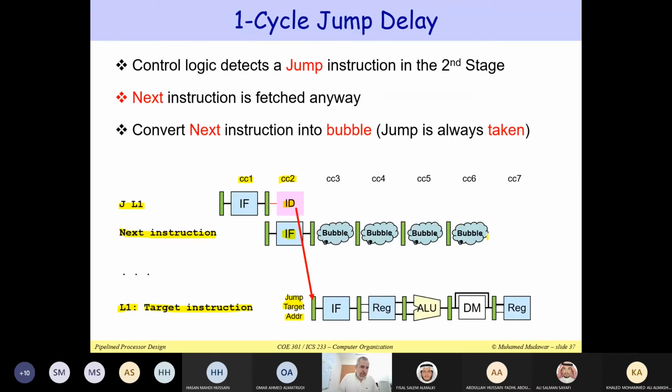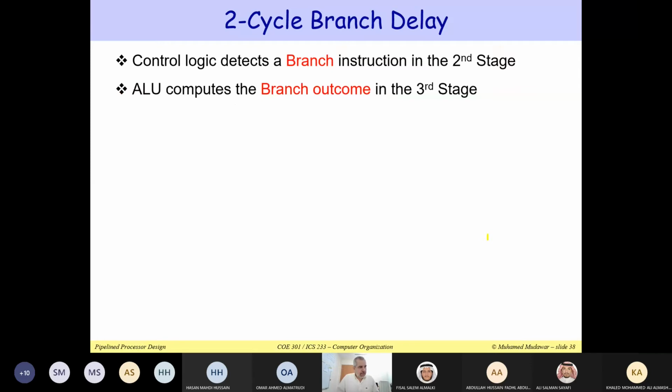Now that's in the case of a jump. In the case of a branch, it is worse. Why? Let us take a look at this. Here I have a branch instruction. It says branch if equal T1, T2, and L1. Now the branch is conditional, unlike the jump, which is unconditional. So we have to read two registers and then compare. We compare by doing subtraction. So we have to execute the branch on the ALU.